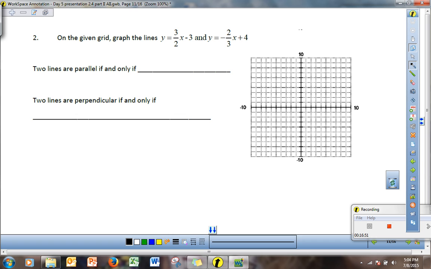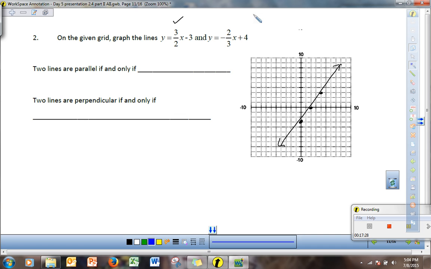On the grid, graph the lines y equals 3/2 x minus 3 and y equals negative 2/3 x plus 4. I already solved them for y for you. You're welcome. So in black, let me graph this guy. I'm going to start down here at negative 3. My slope is 3/2, so I'm going to go up 3 and over 2. Up 3 and over 2. Let's put my ruler down. So there's that line.